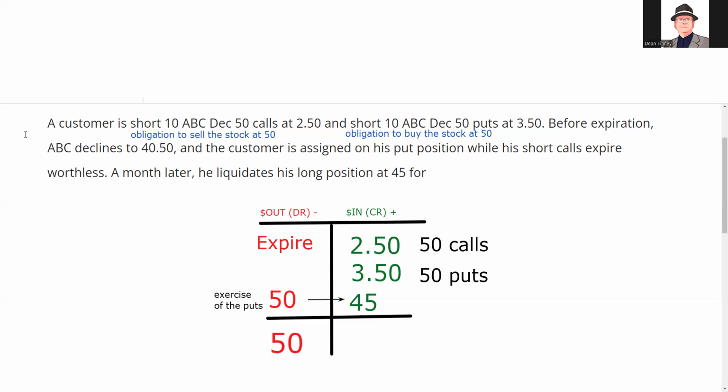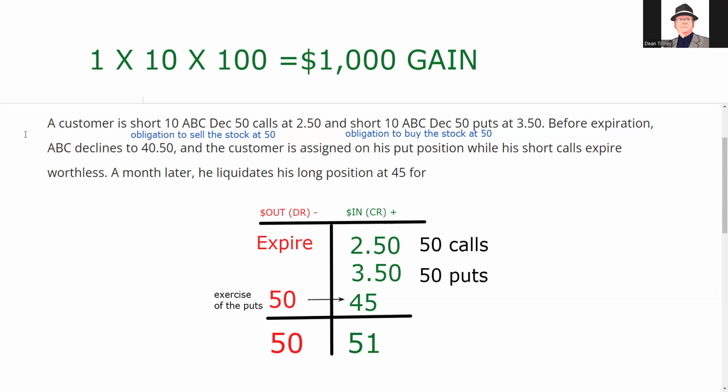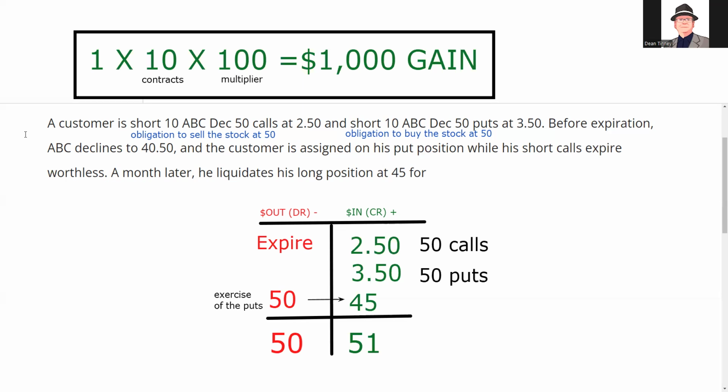Boom. I just compare those two, and it looks like I'm a winner. I made a point on 10 contracts, each contract governing 100 shares. The answer to this question is I have a $1,000 gain. Again, I think what the test taker that submitted this explication request was probably struggling with is this 40.50. You should be able to recognize this is a straddle, and we're straddling the strike price line of 50.